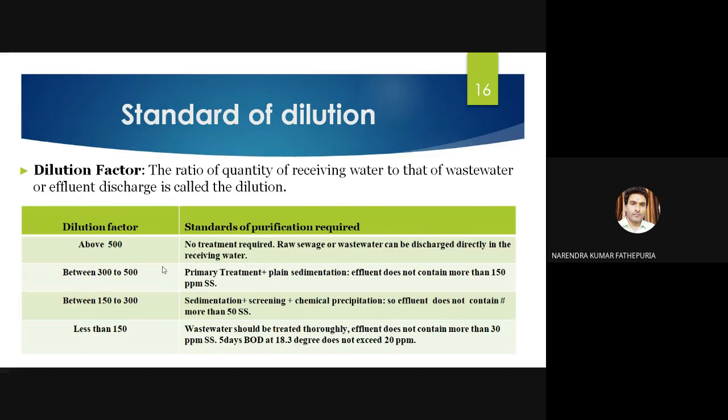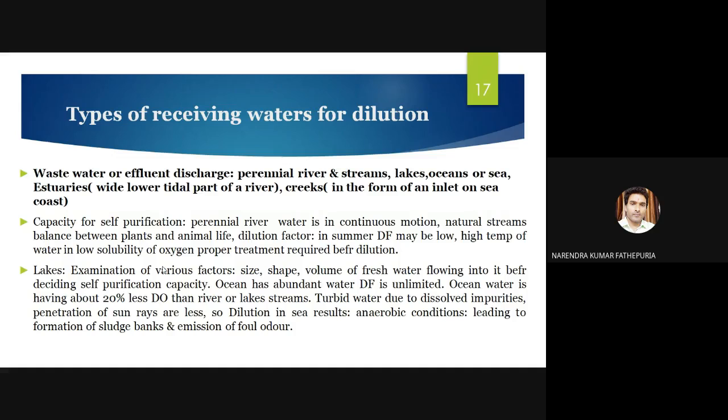Effluent does not contain more than 50 ppm suspended solids, right? And for less than 150, the wastewater should be treated thoroughly. Effluent does not contain more than 30 ppm suspended solids, and the 5-day BOD at 20 degrees does not exceed 20 ppm. So these are the conditions for various dilution factors. You can do this in the laboratory, and then based on this you can finalize which treatment is required.